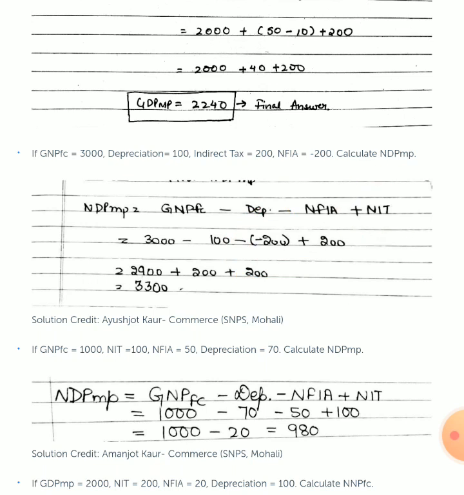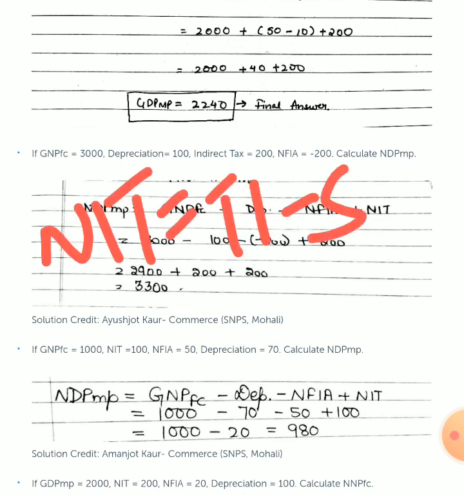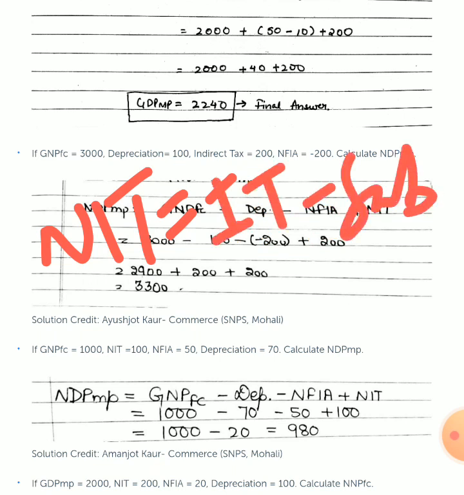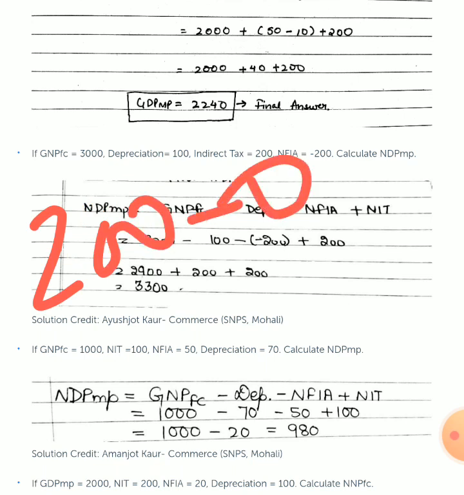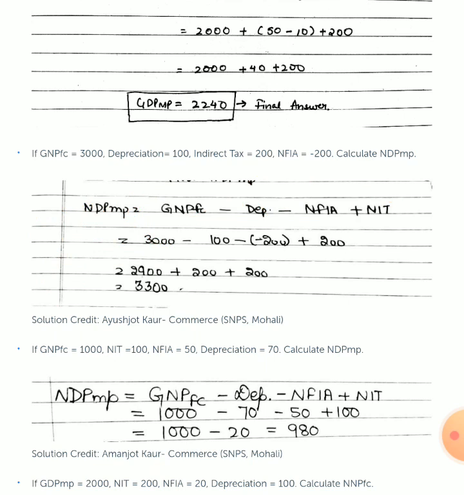NIT is not given to you directly. So what will you do? You will use the formula NIT equals IT minus subsidy. Okay. So what is the value of IT? IT is given as 200 here. So 200 minus subsidies. Subsidy is not given, so we will assume 0. So 200 minus 0, what is the value? 200 only. So here the value of NIT is 200.